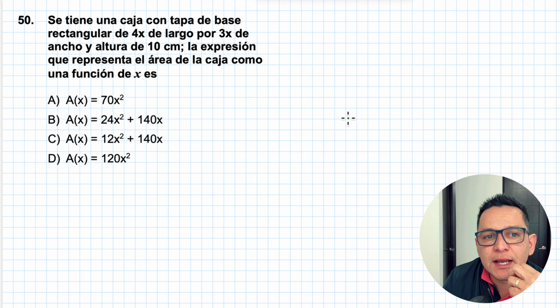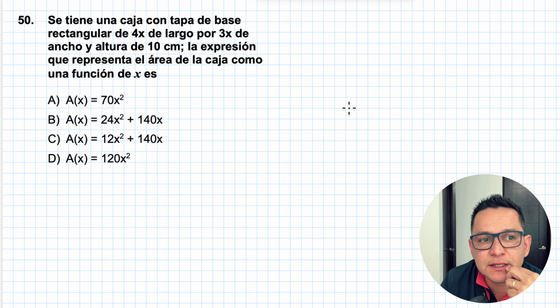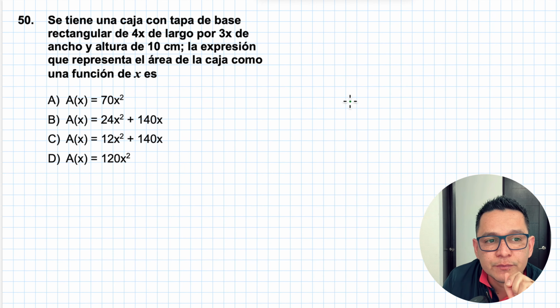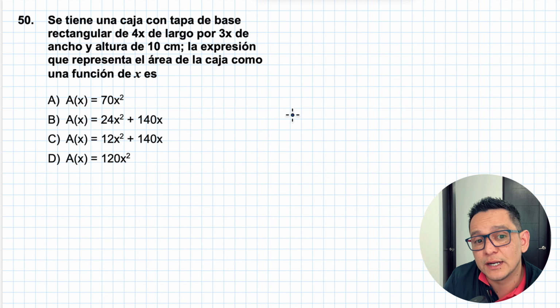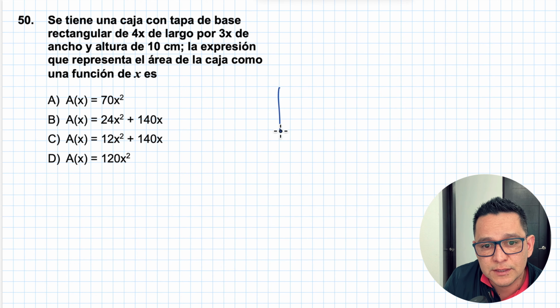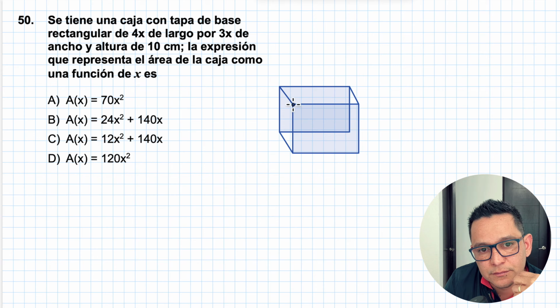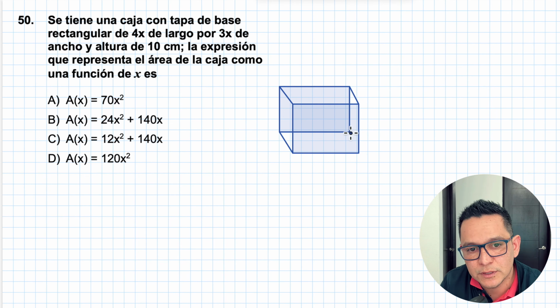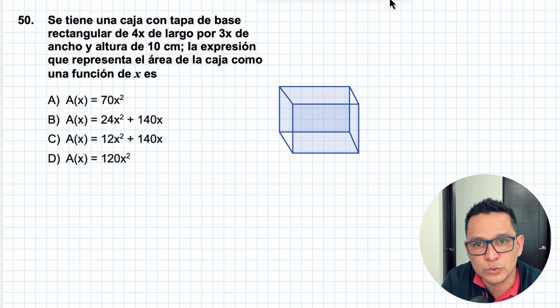There is a box with a lid with a rectangular base. Pay attention, with a lid. 4x long by 3x wide and a height of 10 centimeters. The expression that represents the area of the box as a function of x is, let's see. Let's draw the box first. So here we have a little box. Well, the box didn't turn out that well because it looks a little ugly there, but you can more or less understand it, right? There we have a box with a lid.